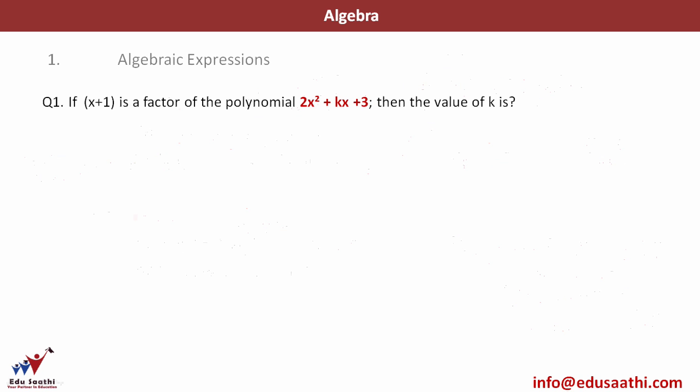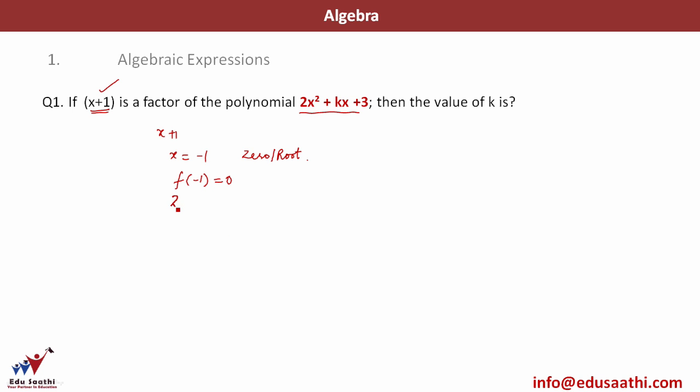Let's look at certain questions, and that will help us clear the doubts that we have in case. If x plus 1 is a factor of this polynomial, now it is given that this is a factor. Now if this is a factor, that means x is equal to minus 1 will be a zero or a root of the polynomial. That means the value of output at x is equal to minus 1 would be 0.